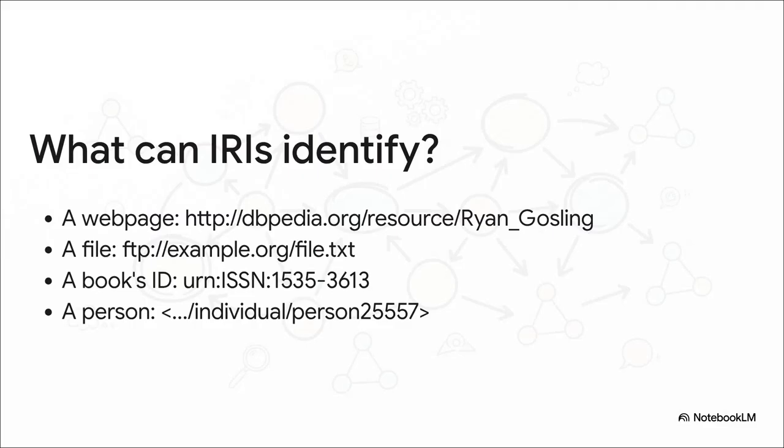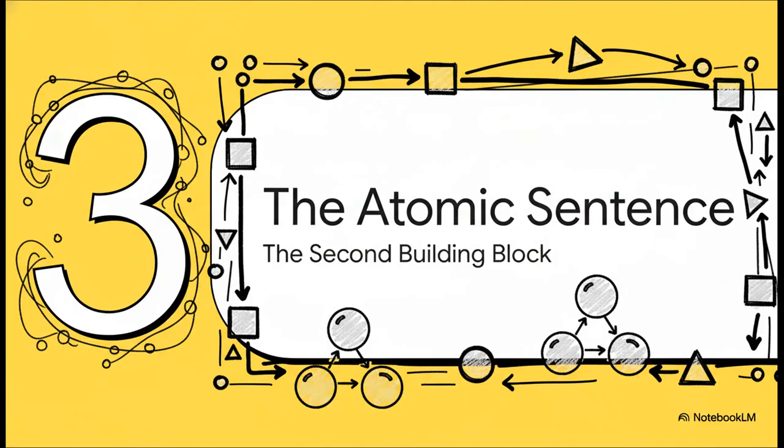And here's the really cool part. IRIs can point to, well, anything. Sure, you've got the obvious stuff like a web page, like this one for Ryan Gosling. But it can also be a specific file on some server, or a book using its official ID, or get this, even a person in a university database. The key takeaway here is that it's a permanent name for the thing itself, not just where you happen to find it online.